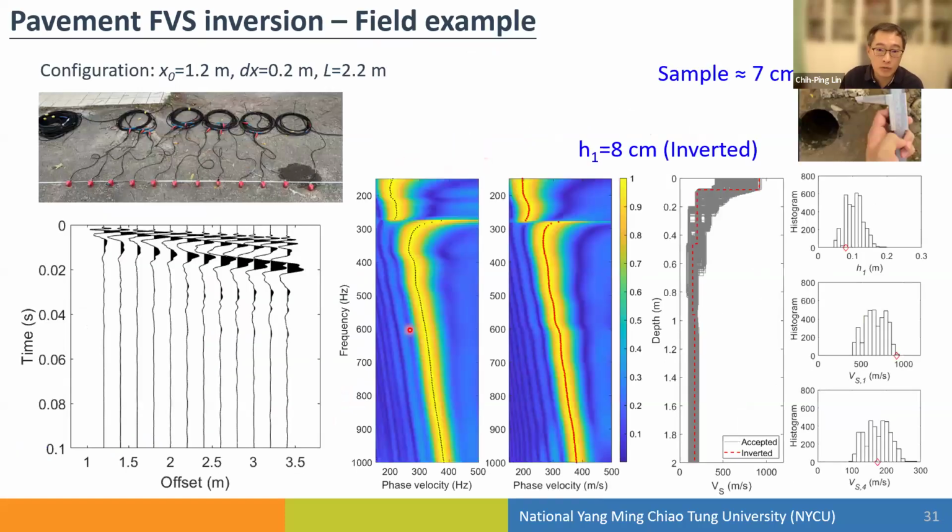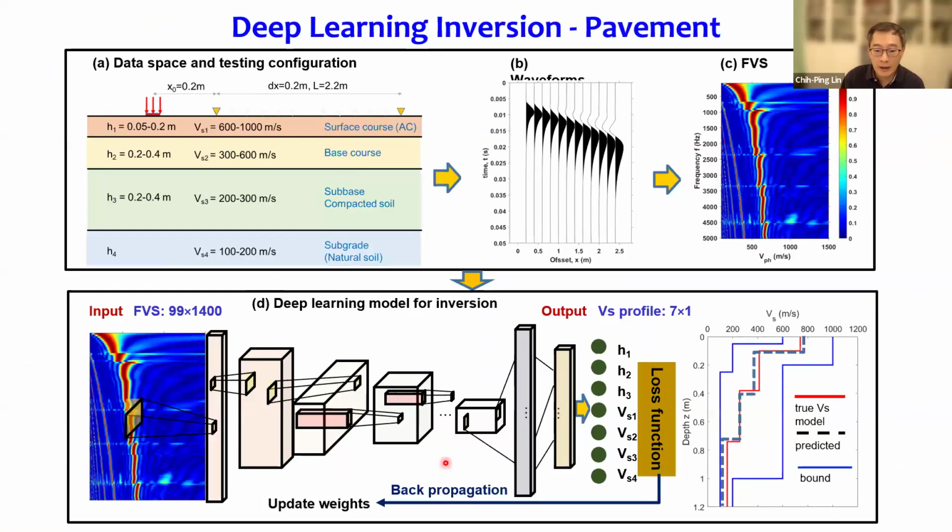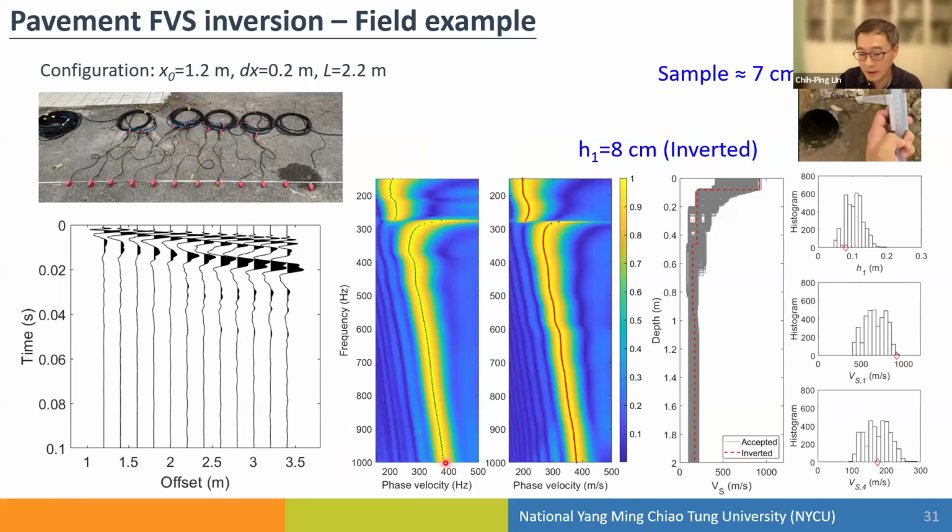And we have an actual field example. At the time we didn't have an accelerometer yet, so we used a geophone, which gives only up to 1000 hertz. And this is a field data inversion, and in the inverted profile, the first layer thickness is 8 centimeter when the core gives us about 7 centimeter. Not a bad estimate, considering we only use frequency up to 1000 hertz, right? And the inversion, the global search, takes a lot of time.